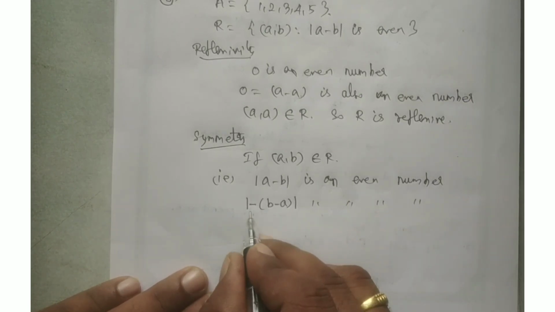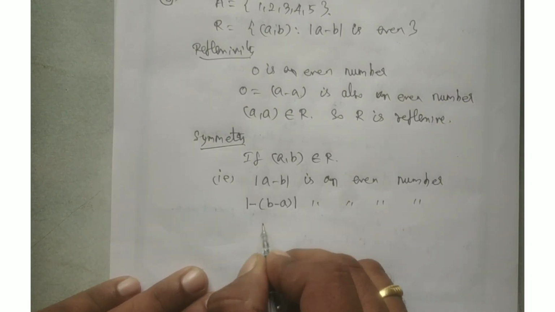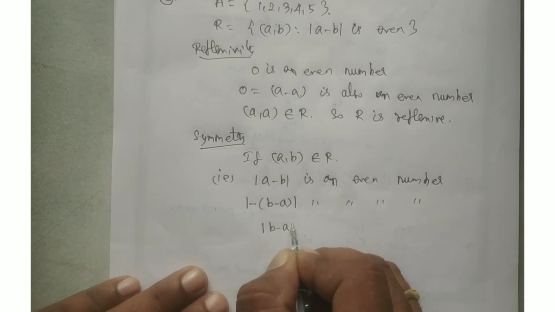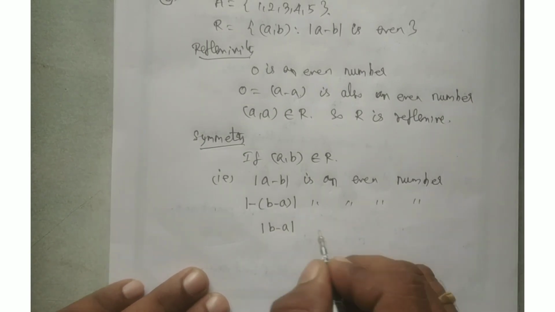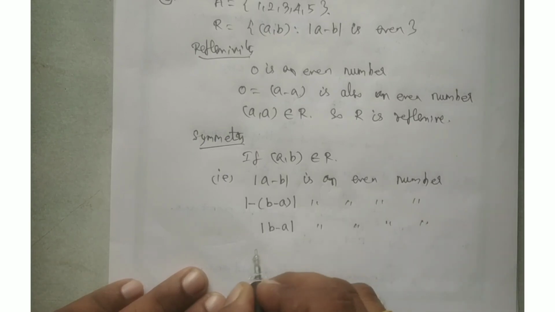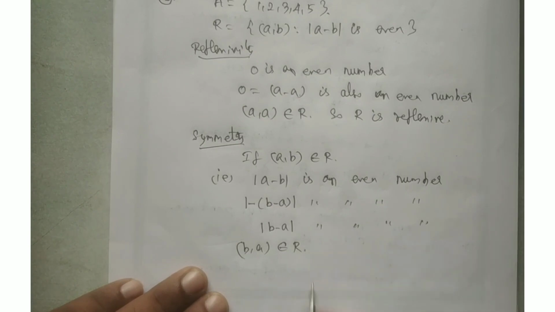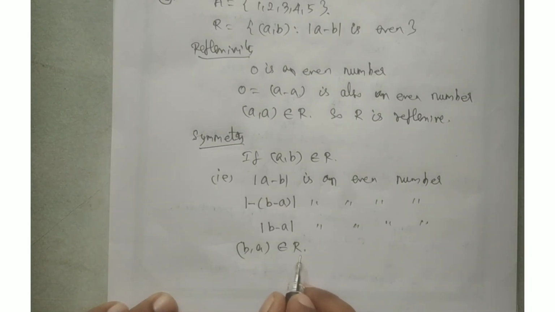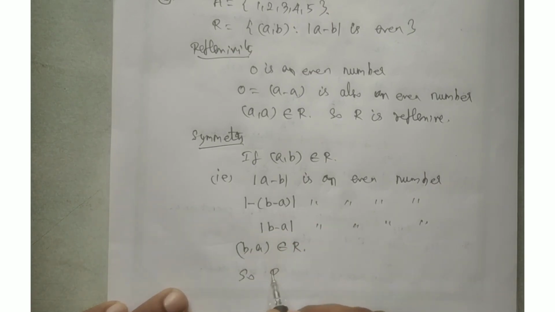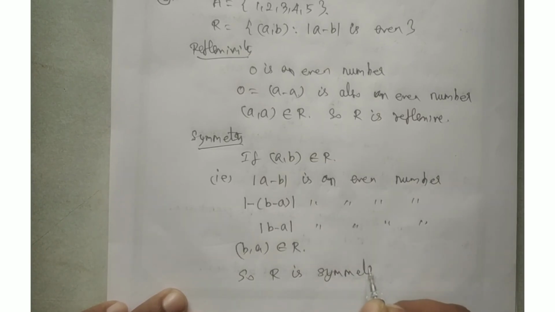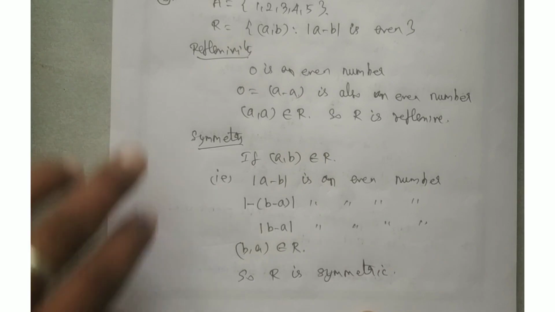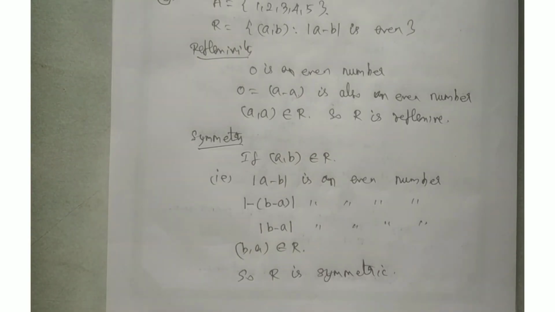So modulus of a negative number is positive. So modulus of B minus A is also an even number. So I can write (B, A) also belongs to R. I have taken (A, B) belongs to R, and I have received (B, A) belongs to R. So clearly I can say R is symmetric. Clear? So reflexivity over, symmetry over. Next we will check the transitivity.